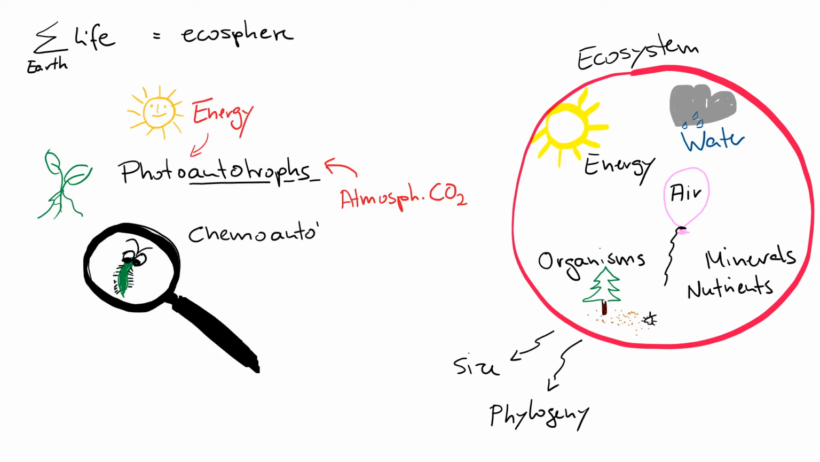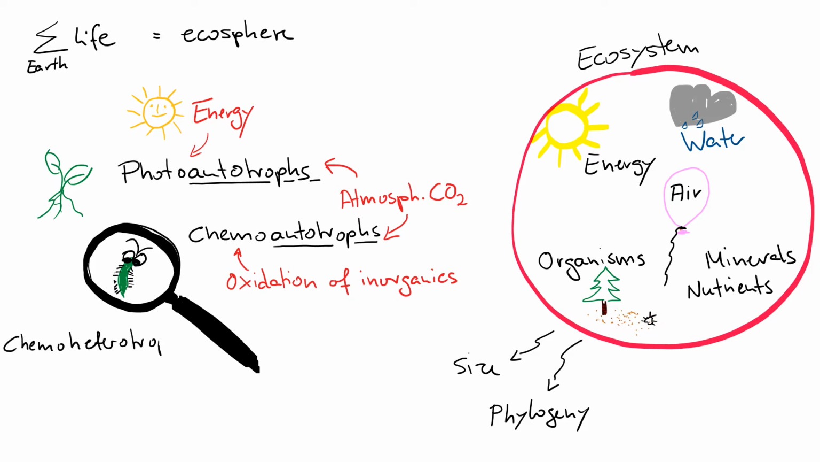In contrast to that, there's also chemoautotrophs. Now, they're also called autotrophs because they get their carbon from the same source, from atmospheric carbon dioxide, but they're called chemoautotrophs because they get their energy not from the sun, but by oxidation of inorganics. So most nitrifying bacteria will be chemoautotrophs. But there's actually a much larger group of organisms in soil that we call chemoheterotrophs. Now these get their energy and their carbon from organic carbon.